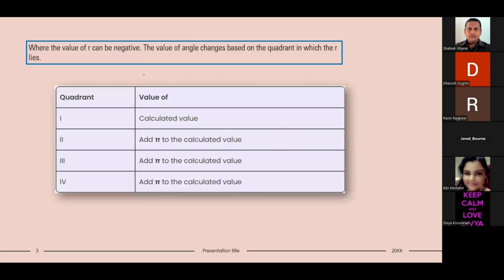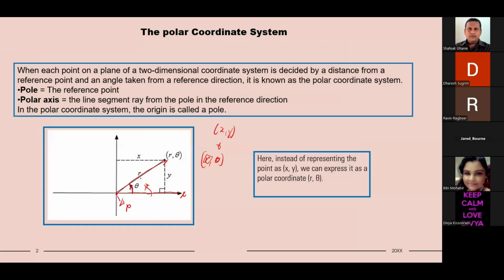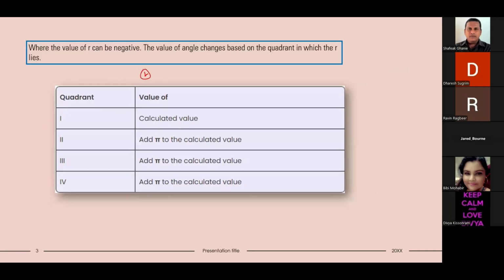The r that you see can be negative, and it can also be positive. The value of the angles can change based on which quadrant this polar axis lies in. If the polar axis is in the first quadrant, then it's just the normal value that you can use. If it's in the second quadrant, you're going to have to add pi. Same goes for the other quadrants. This is in radians, so pi is 180 degrees.